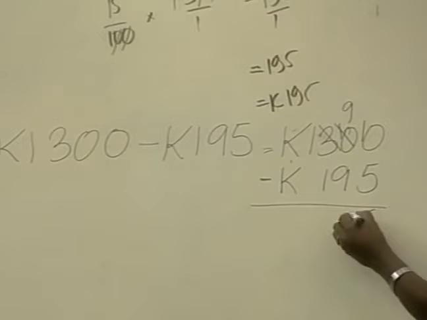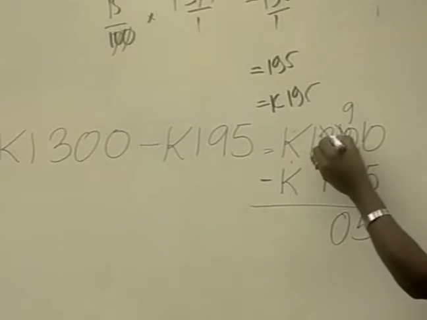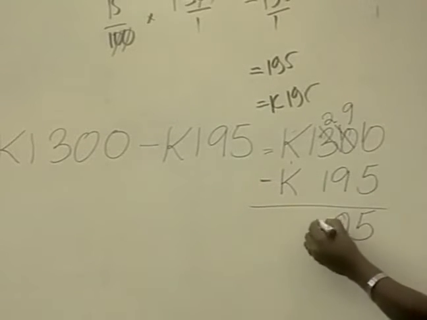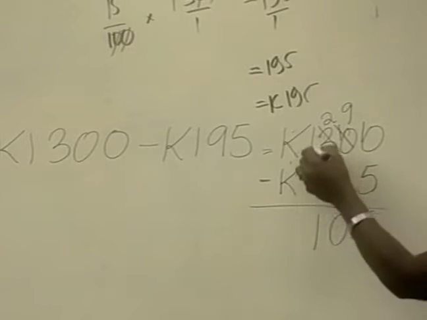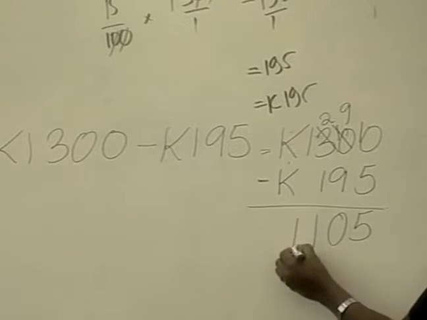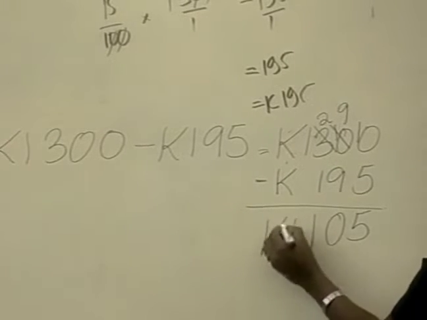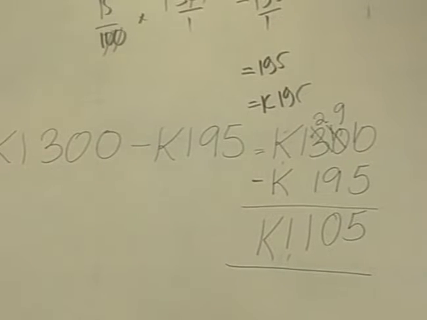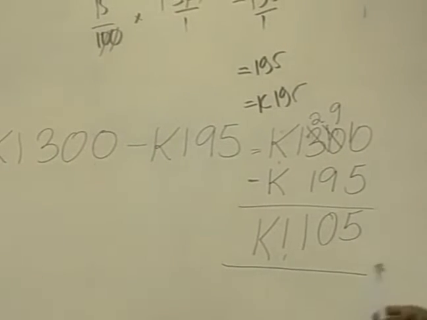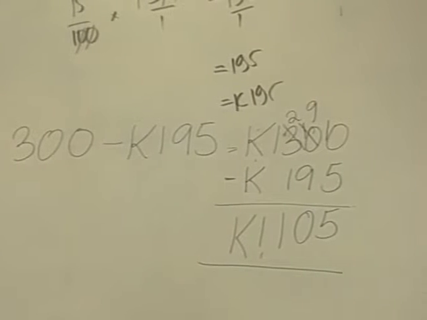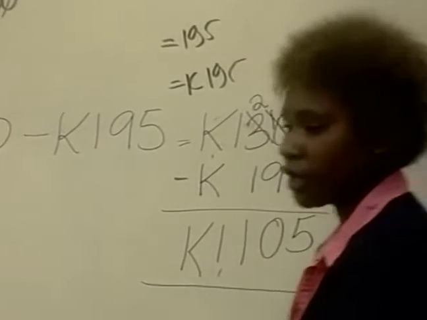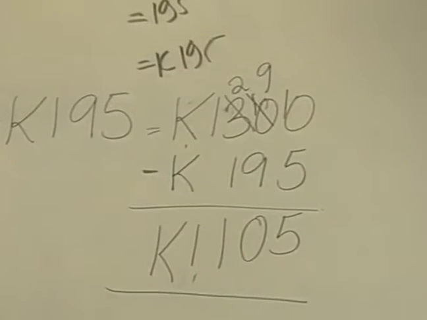9 take away 9. Here we are left with how many? 2. 2 take away 1. 1 take away 0. And the new selling price for the motorbike now is, everyone from the board? 1,105 kina. Okay, put your hand up if you have come up with the same answer.